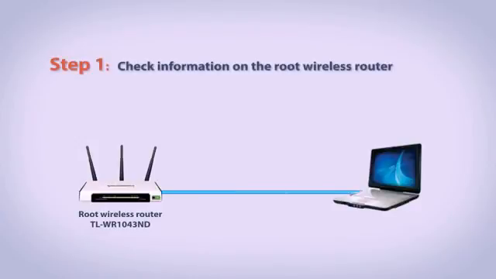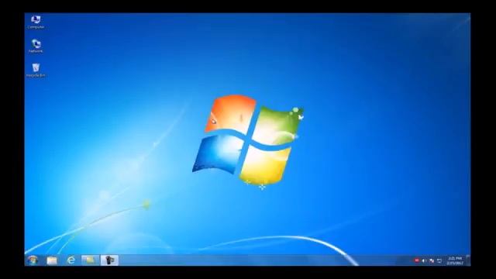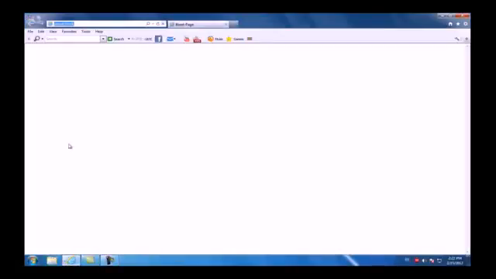We begin with step 1. Connect your PC to the wireless router. Then find the wireless name, wireless security type, and wireless password. As an example, we will use a TLWR1043 as the wireless router. We will access the configuration page of the router and sign into its page.